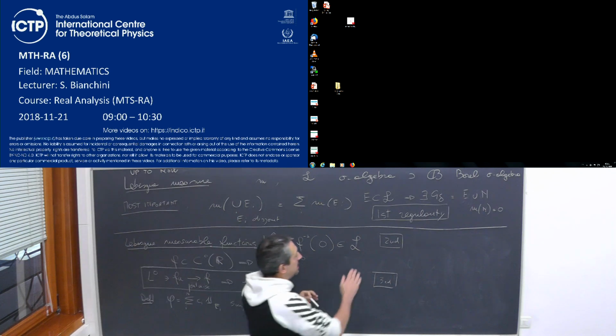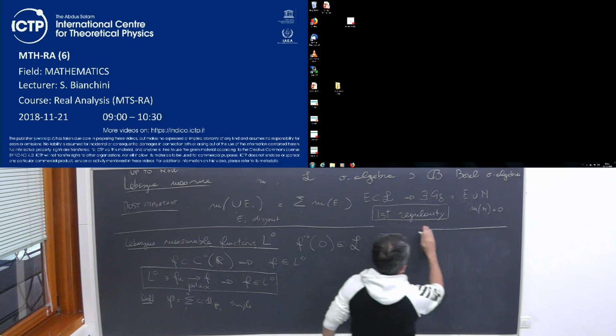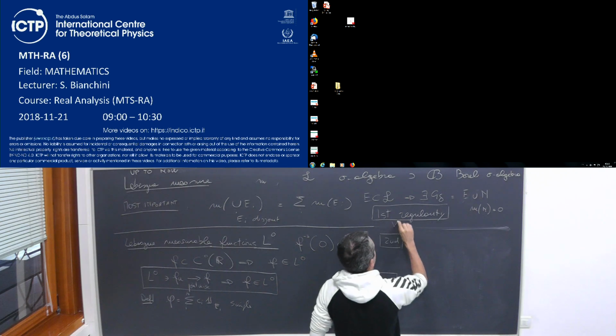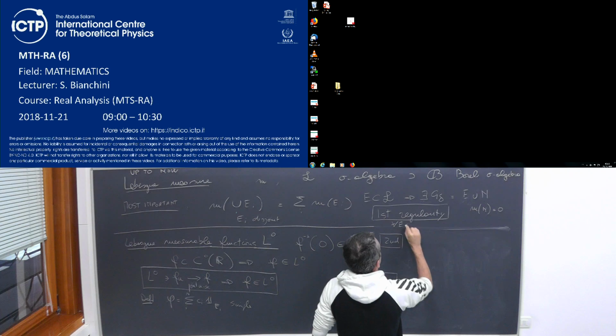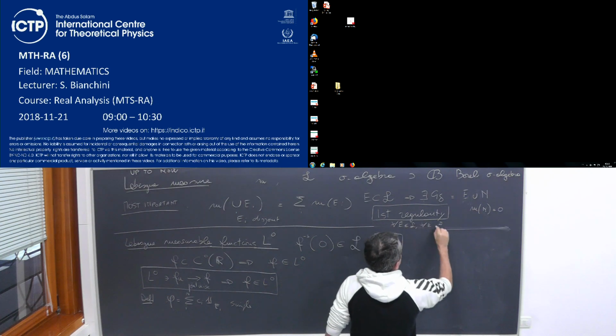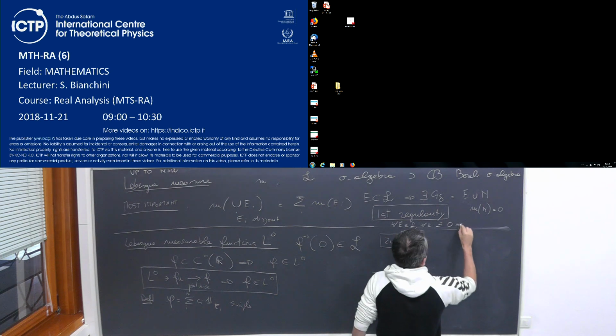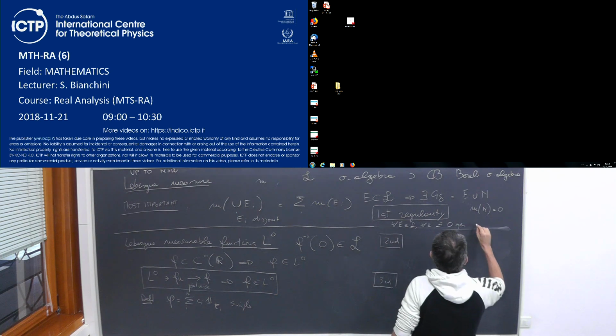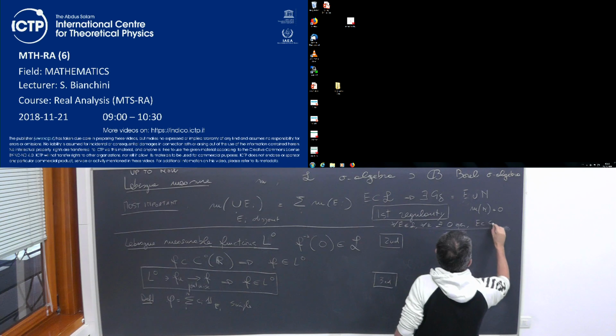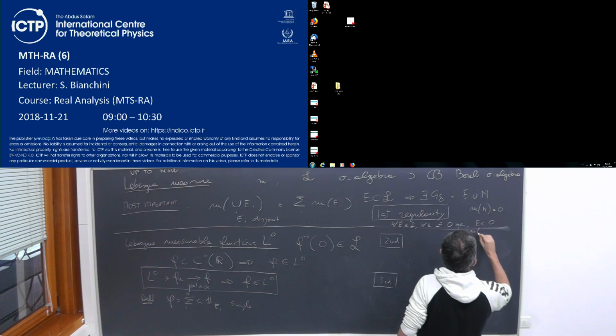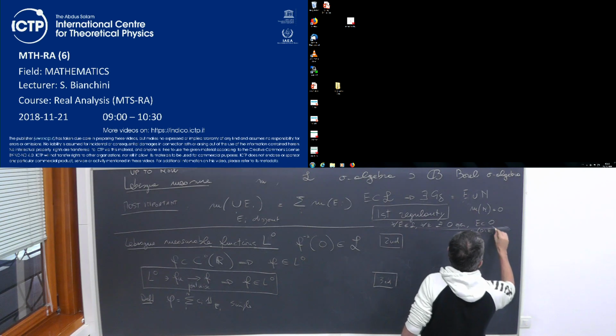Actually, let me restate this. For every E in L, for all epsilon there exists an open set O, E contained in O, and the measure of O minus E is less than epsilon.